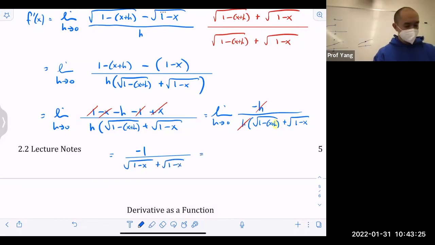Logan, what's that equal to? 2 square root of 1 minus x. Not your answer, that's correct.